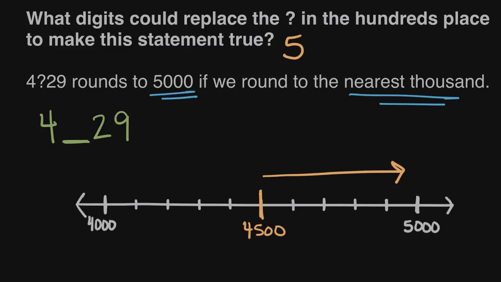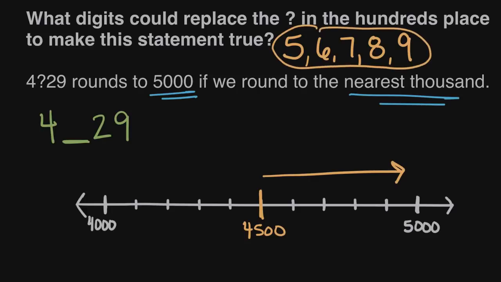So the digits that are 5 or greater are 5, and then 6, 7, 8, and 9. Those are the possible digits that we could fill into our hundreds place so that our number rounds to 5,000 as its nearest thousand. The solutions are 5, 6, 7, 8, and 9.